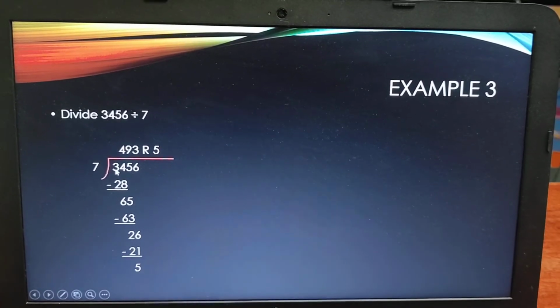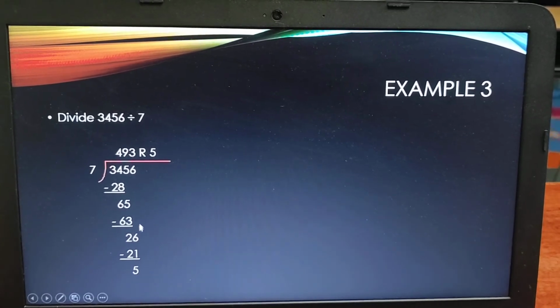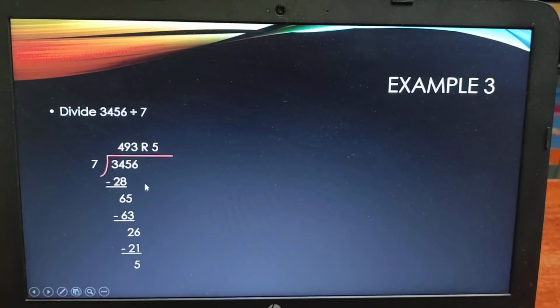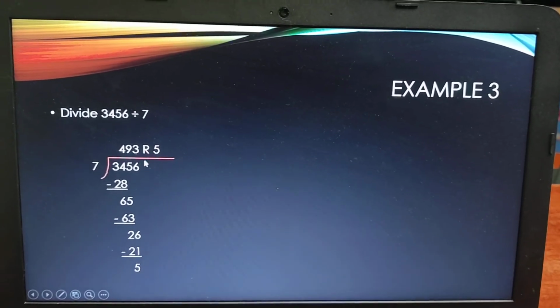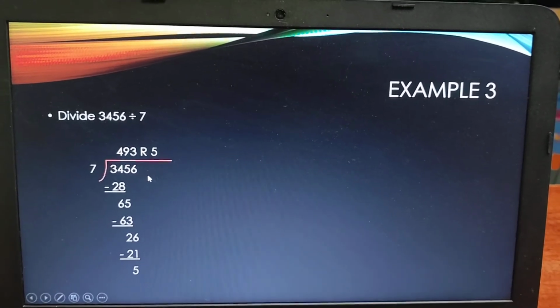It's very important you keep your numbers straight as much as you can, nice and even, so that way you know exactly which numbers you're working with in this long division. It's very easy to make a simple mistake, which will throw off your entire answer. Keep things nice and neat.